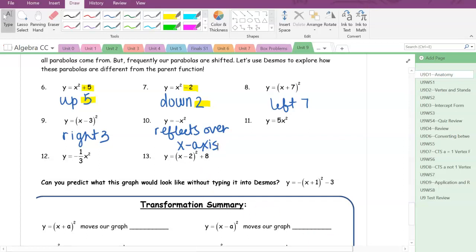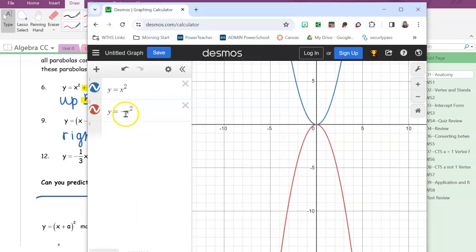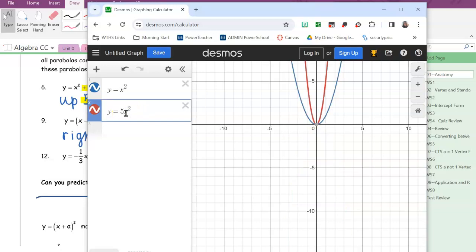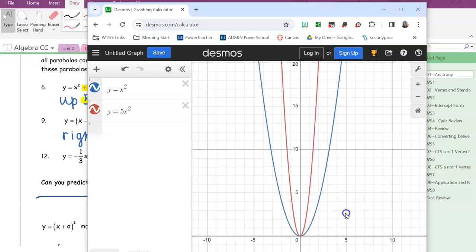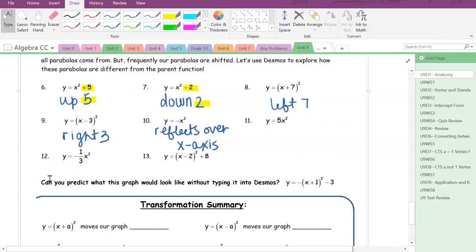All right, let's try another one. 5x squared. I'll get rid of that negative and I'll put a 5. Again, blue is your original. Take a look at red. It didn't move it either way, but it did make it skinnier. Or we could say more narrow.